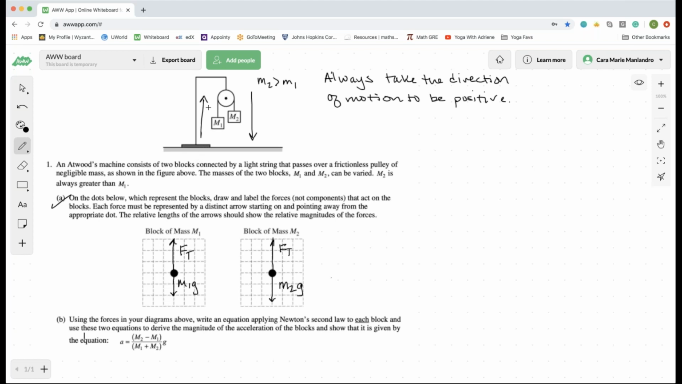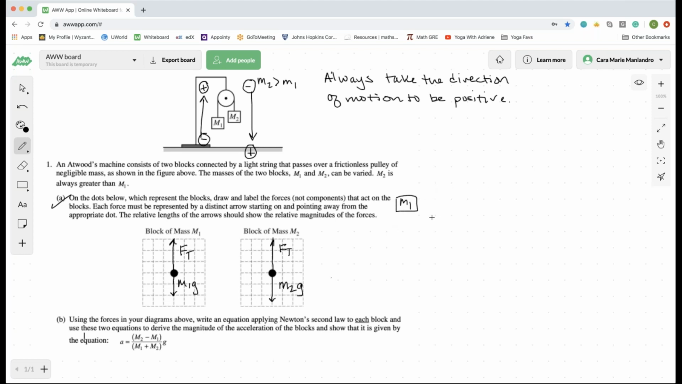Okay. So for mass 1, the direction of motion is positive up and negative down. Then it's reversed for mass 2. I'm going to set it up that way because it's going to make the algebra a lot easier than if we didn't do it this way. So let's start with mass 1.